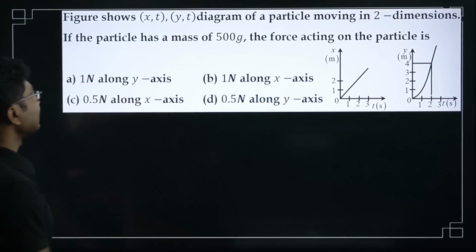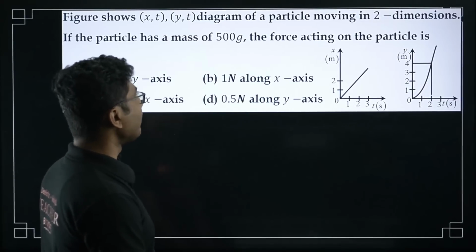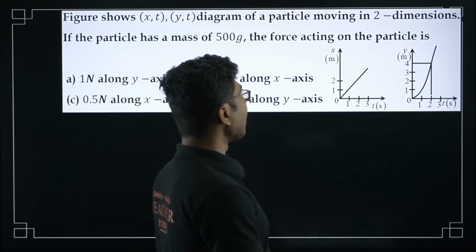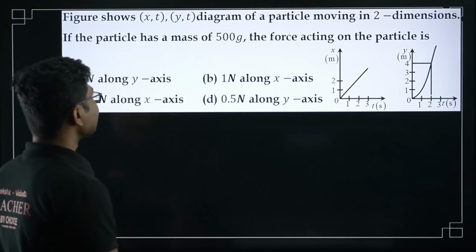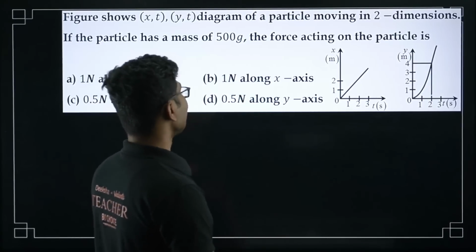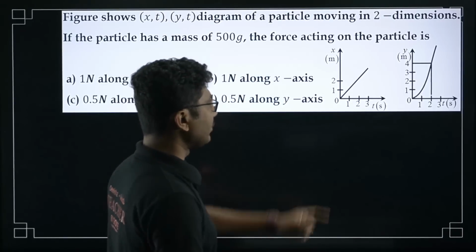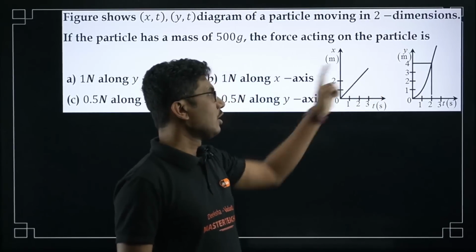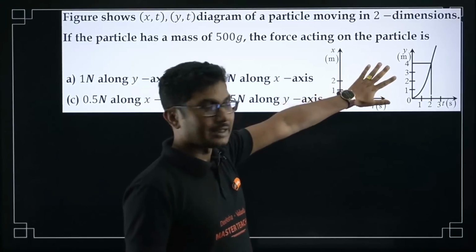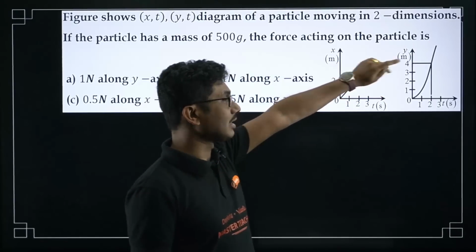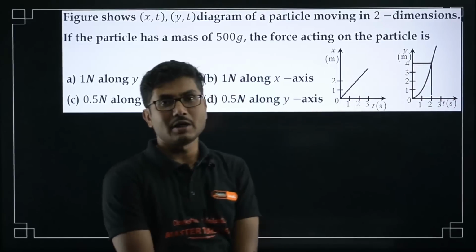Now next one. Figure shows x comma t, y comma t diagram of a particle moving in 2 dimensions. If the particle has mass of 500 gram, the force acting on the particle is. So here we have two graphs. One represents the displacement along the x-axis, another one represents the displacement along the y-axis.